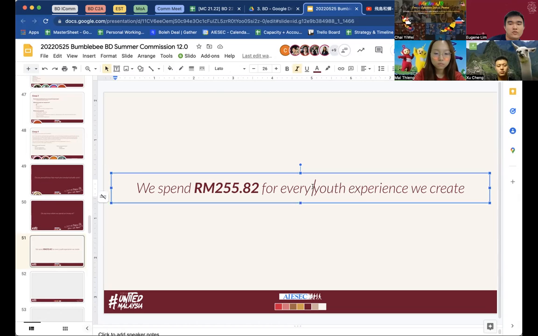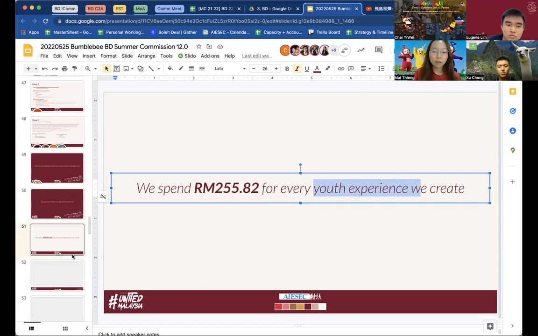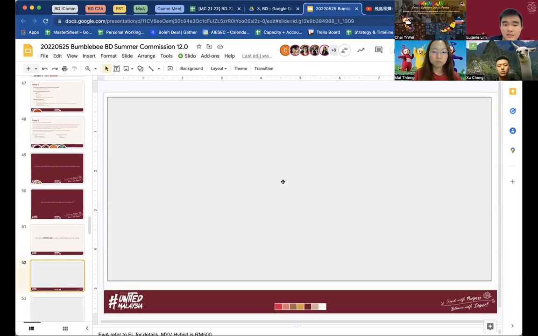What do I mean by every youth experience we create? It means that if today your project realization has four MYVs, you're actually spending around 1,000 ringgit. If your project has more people, then you're spending more. This is the average cost. So like Xu mentioned, 1K for one project. If you only have 4 people in your project, then that's true, but if you have more people, then it's a higher amount.